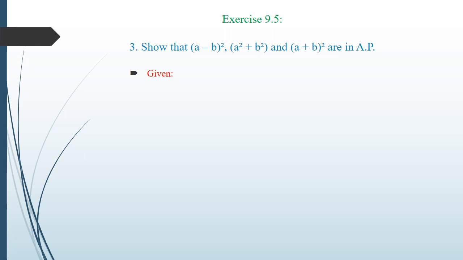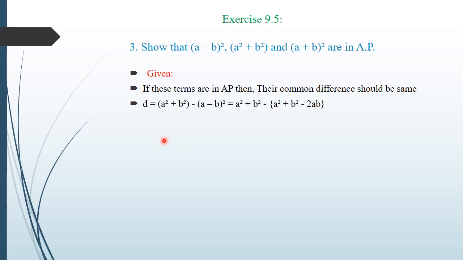Here we have three terms given. If these three terms are in AP, then their common difference should be same. Let us consider the common difference between first two terms, that is a2 minus a1. Here a2 is a square plus b square, and the first term is a minus b whole square.